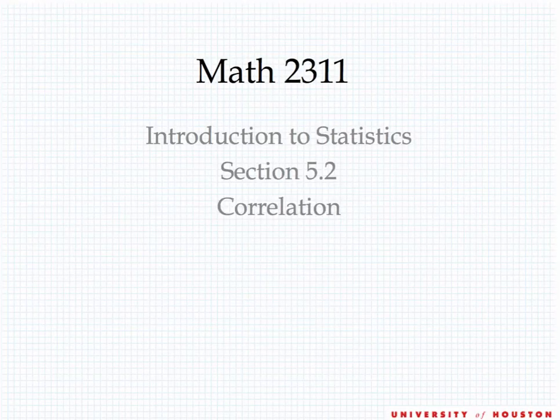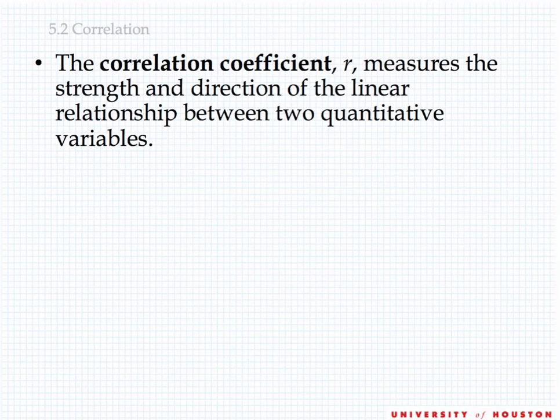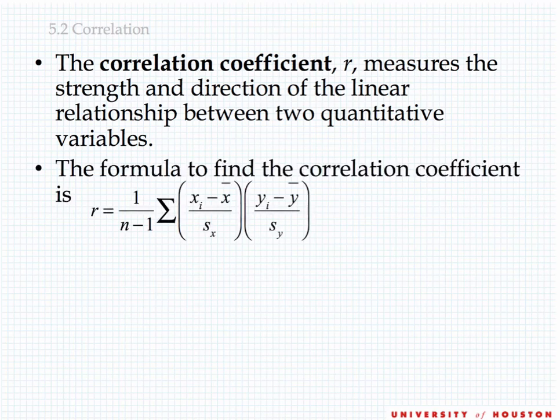Correlation. The correlation coefficient, R, measures the strength and direction of the linear relationship between two quantitative variables.